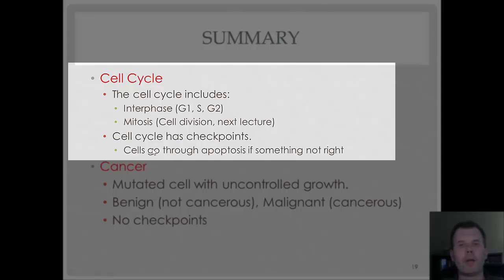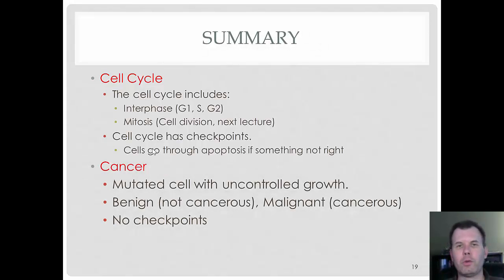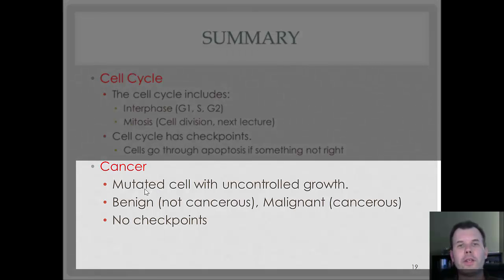You also have these checkpoints. If the cell doesn't look right, it says stop, and if it stops, it undergoes this thing called apoptosis, this programmed cell death. Happens all the time. You undergo apoptosis all the time because you don't want to have all these cancer cells going on that are uncontrolled. So you have a way to eliminate a lot of these cells through apoptosis. However, if this doesn't happen, if you don't have apoptosis and the checkpoints don't work, you develop this thing called cancer.